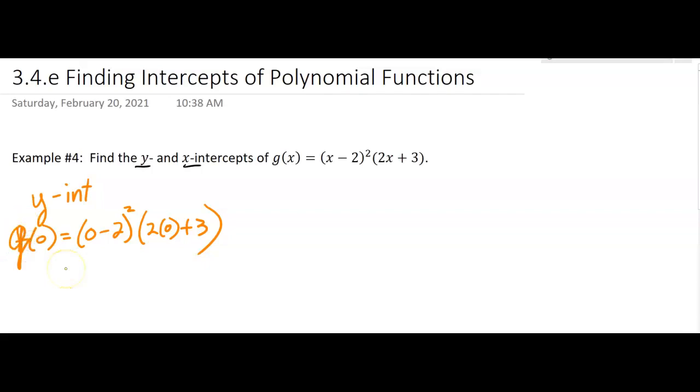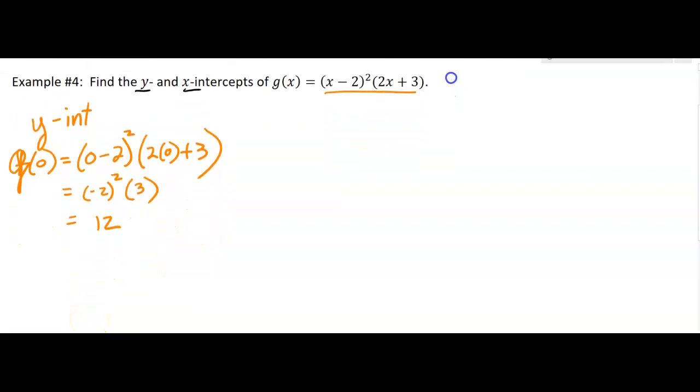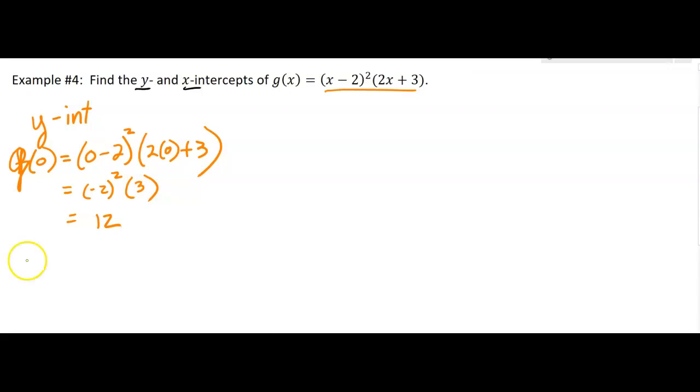Now, you might say, well, why don't you multiply that out? You could, but I'm choosing not to. So I get negative 2 squared times 3. So what's that going to be? 4 times 3, 12. Okay, so the y-intercept is going to be 0, 12. Done. We only get one y-intercept. But remember, we can have lots of x-intercepts. It just depends on what they give us.